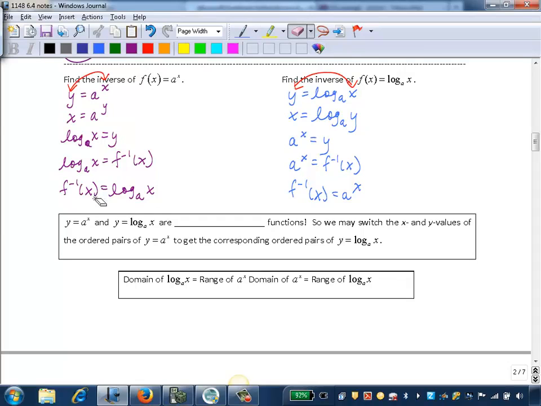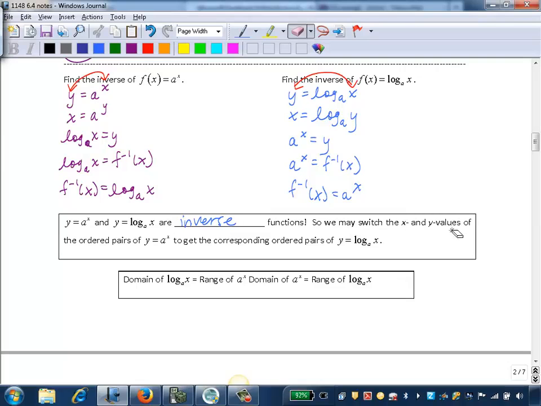So we've just discovered that f inverse, the inverse of a to the x, is log base a of x. And the inverse of log base a of x is a to the x. We just discovered that both ways. So it's an important relationship. So y equals a to the x and y equals log base a of x are inverse functions. Very important property, important relationship.